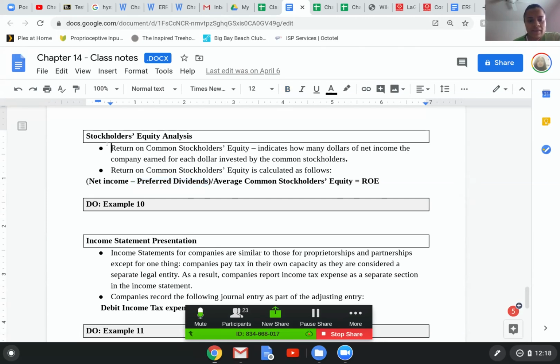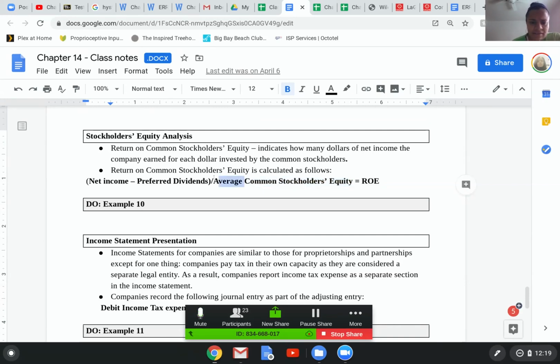So let's just go over the theory. The return on common stockholders' equity shows you how many dollars of net income the company earned for each dollar invested by the common stockholders. So it's calculated as all the net income that the company earned for the year, but subtract any preferred dividends, right? Because that doesn't belong to common stockholders. And then you divide that by the average common stockholders' equity. We know what stockholders' equity is, right? It's the balance on whatever amount the common stockholders contributed.